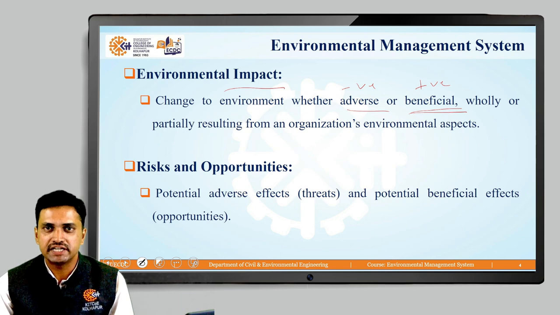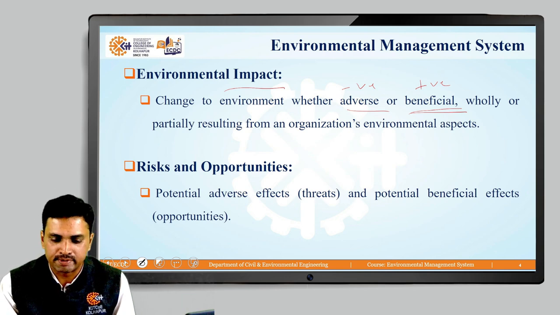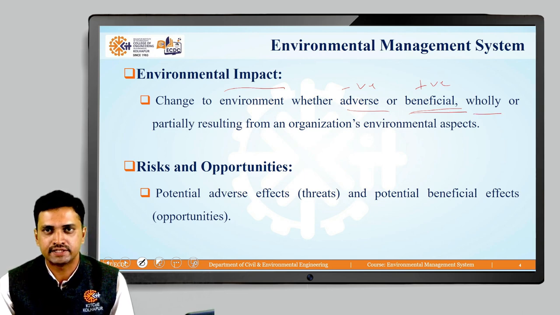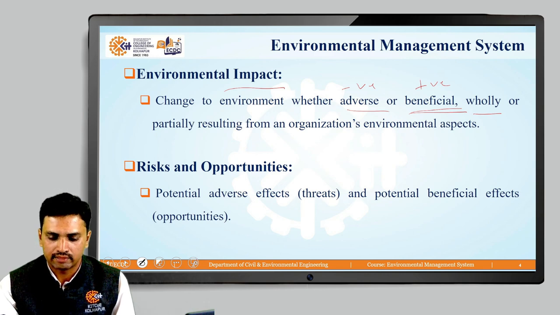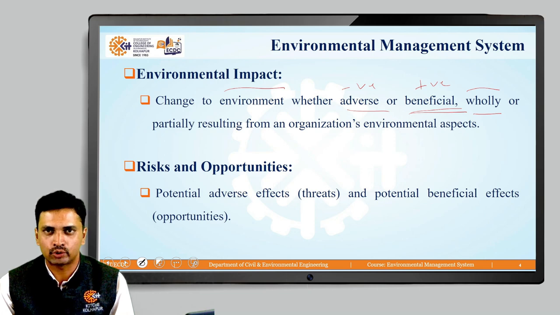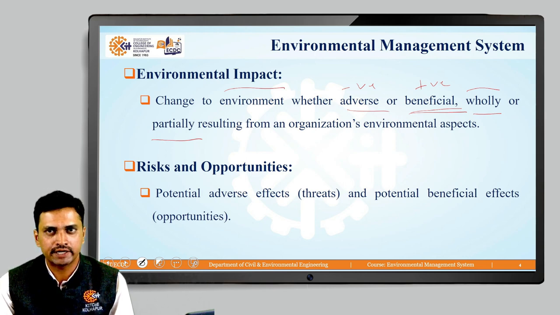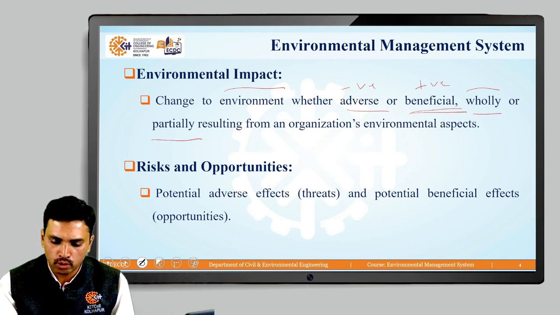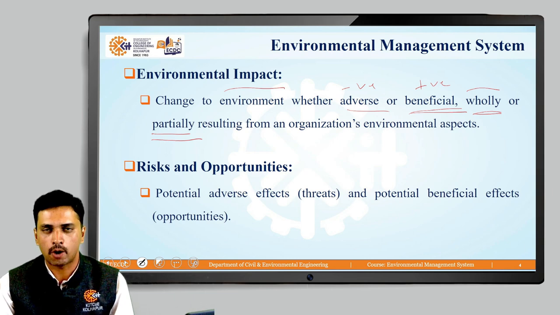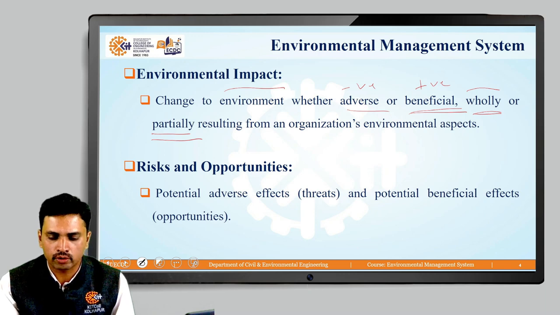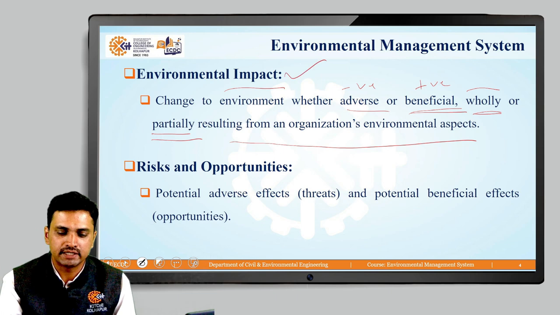So, any change which is brought to the environment, adverse or beneficial, might be resulting from the whole organization. For any organization, electricity consumption is a usual thing. It is required for all of its operations, for all of its departments. So, this is applicable to the entire organization. Or it could be some of the operations. Let us consider an industry, a manufacturing process with which wastewater gets generated. Now, this wastewater generation impact is related to this manufacturing process only. Hence, the change can be brought from the whole of the organization, or it could be resulting from the partial operations of the organization. That which results from the organization's environmental aspect is what is called environmental impact.